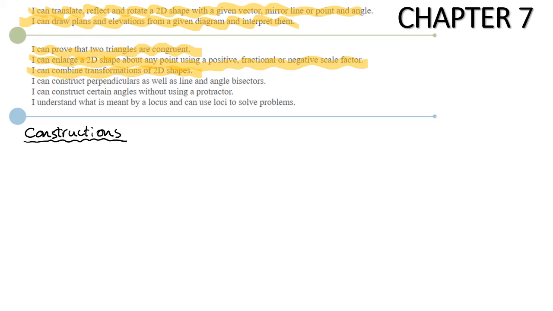So the constructions we have are perpendicular bisector. Okay, now what does that look like? So let's say we've got 2 points here, A and B, and I want to construct the perpendicular bisector. I'm not going to show you the method, I'm just going to show you what it looks like. So we would actually draw a line between them and then use compasses to draw a line like this.